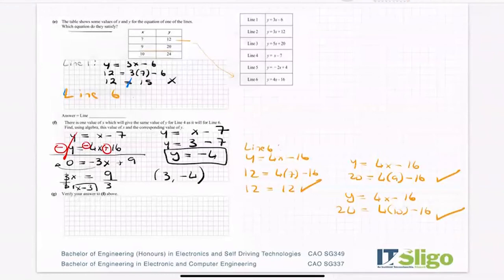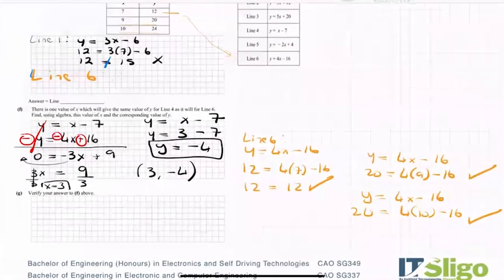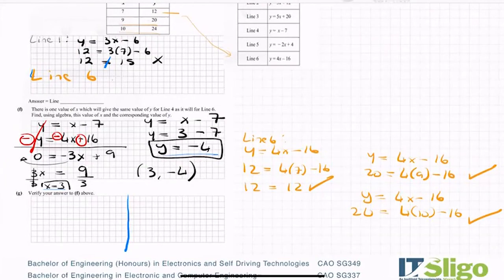The next part, part G, says verify your answers to F above. This is what I was going to do when I was up here until I looked down and saw that you're actually asked this. So to verify answers to simultaneous equations, you have to show that the values you found, which were x equal to 3 and y equal to minus 4, satisfy both equations. Just like when we were doing this question here, we were showing that this sequence of points satisfied line 6, while it did not satisfy any of the other ones, in other words, the left wasn't equal to the right. So take down each equation.